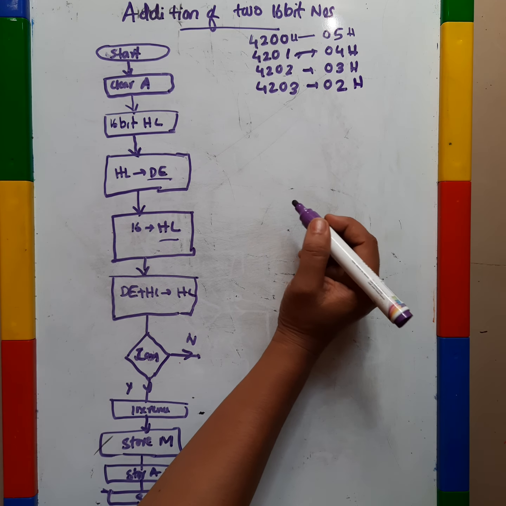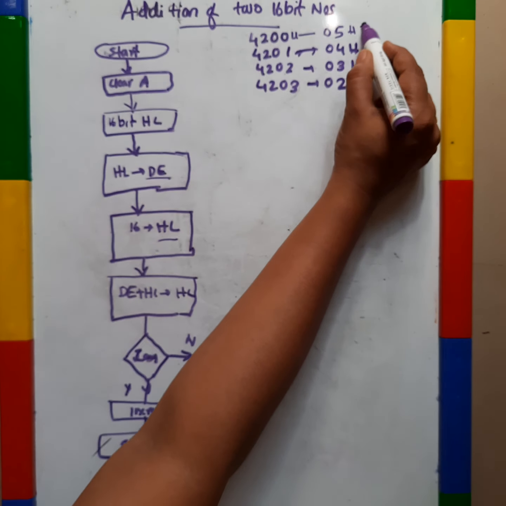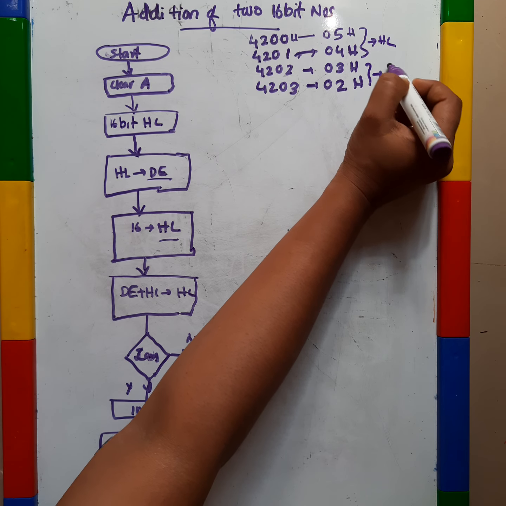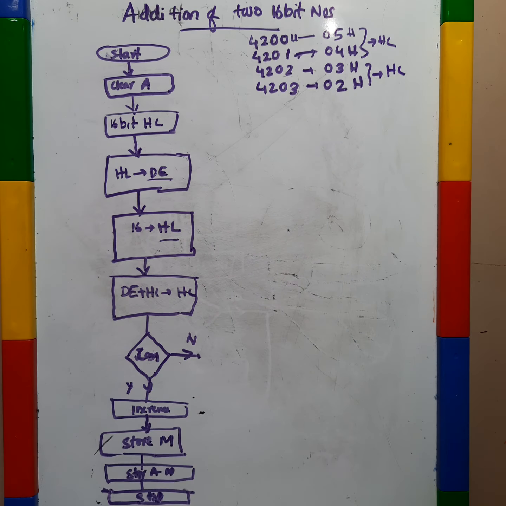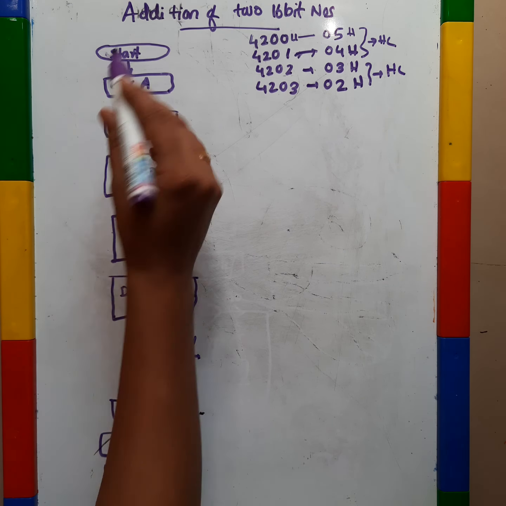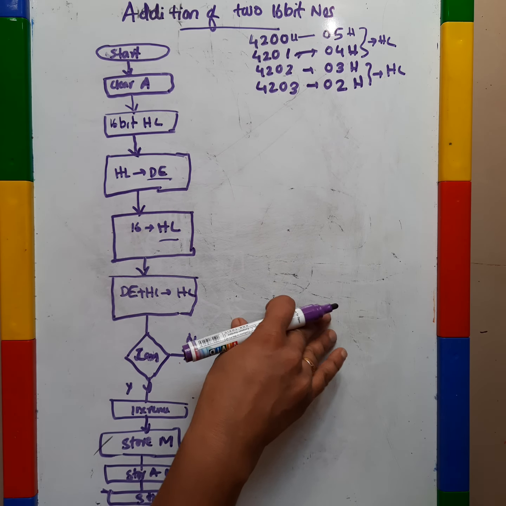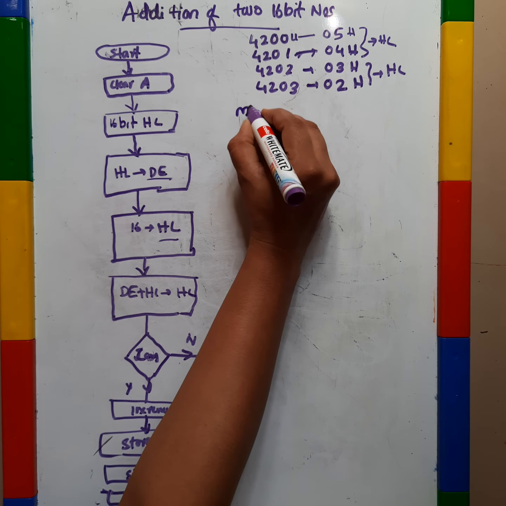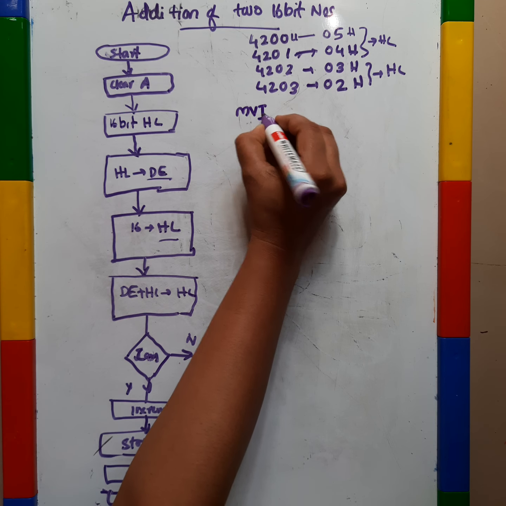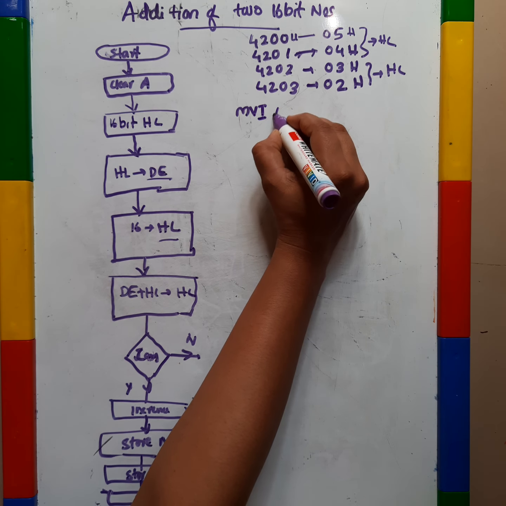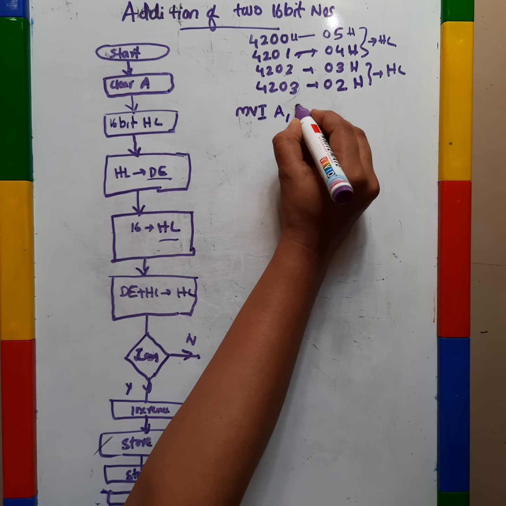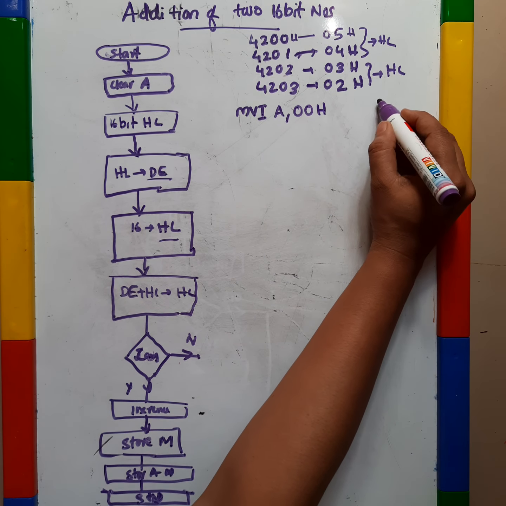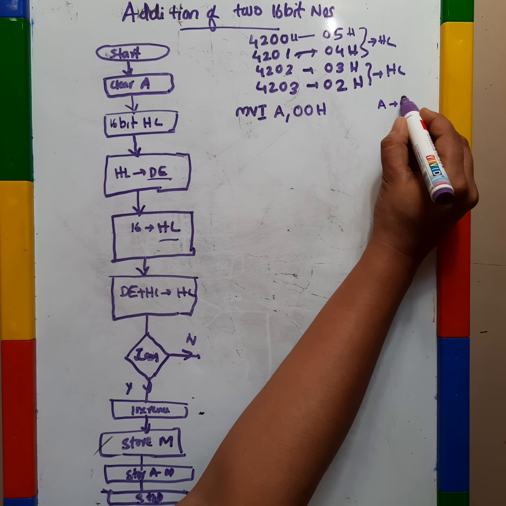Now in the first instruction I will load this data into the HL pair, and in the second I will load this data into the HL pair. Now we will start the program. After starting, first we have to clear the accumulator. For clearing the accumulator, I will load data 00 into the accumulator directly. For that I am using the instruction MVI A, 00H. That means now the content of the accumulator will be 00.